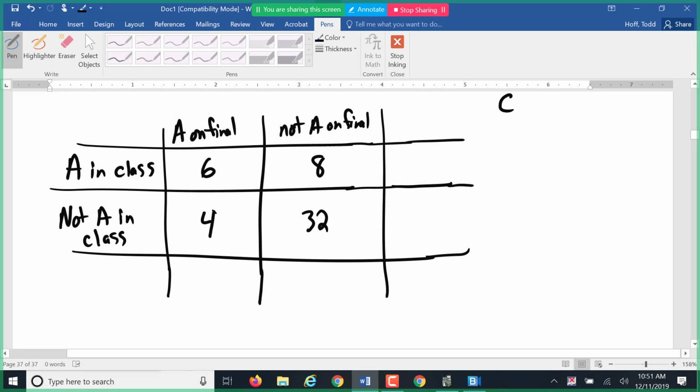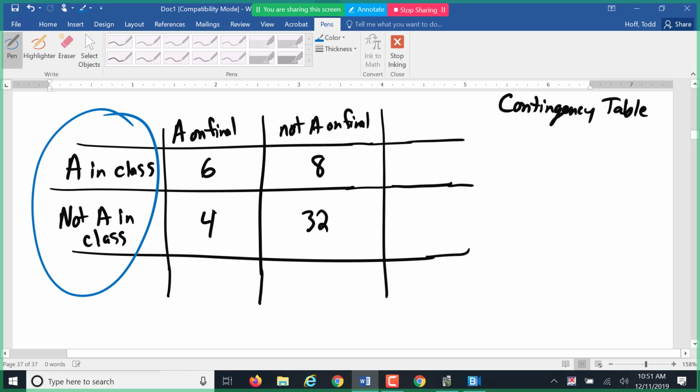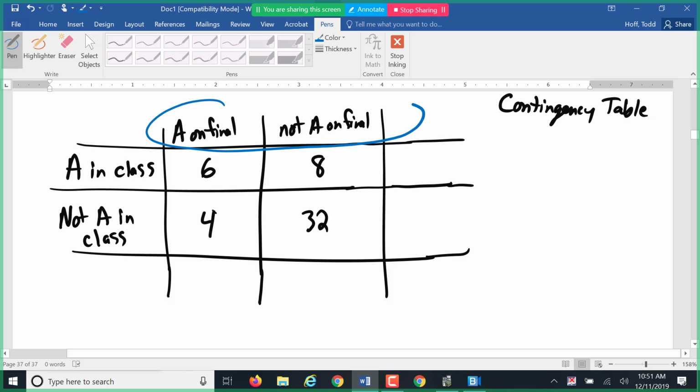This is what we refer to as a contingency table. And what it does is it compares 2 variables. The first variable here, having an A in the class or not having an A in the class. Second variable, getting an A on the final compared to not getting an A on the final.